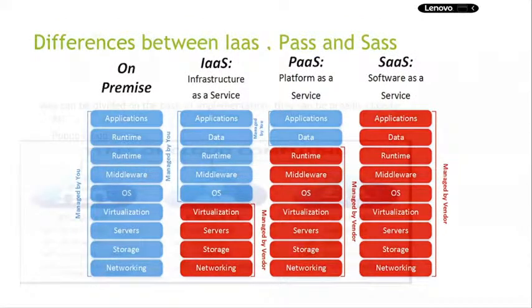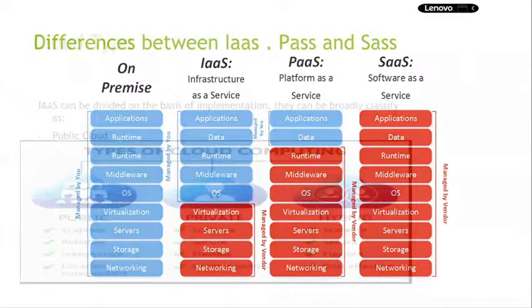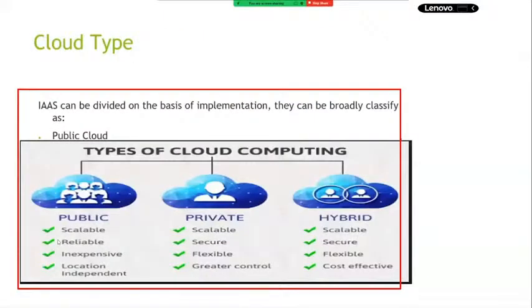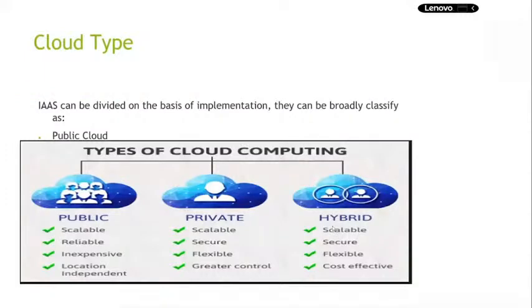These are the types of cloud: public, private, and hybrid. What is public? It is a generic term. Public means accessible by all. The resources can be accessed from anywhere in the world, and that is called public. Do you agree? I am repeating: resources that can be accessed from anywhere in the world is called public.